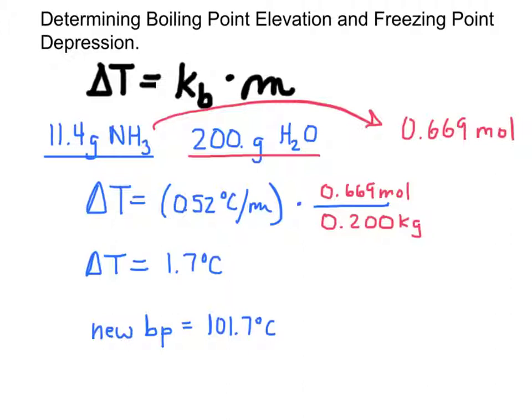I figured I'd work out one for you in terms of freezing point depression. So let me slide in here, and let's put our formula back up. Let's do number 11 on the worksheet. It's really the same formula. The only thing that's different is we use the freezing point constant.